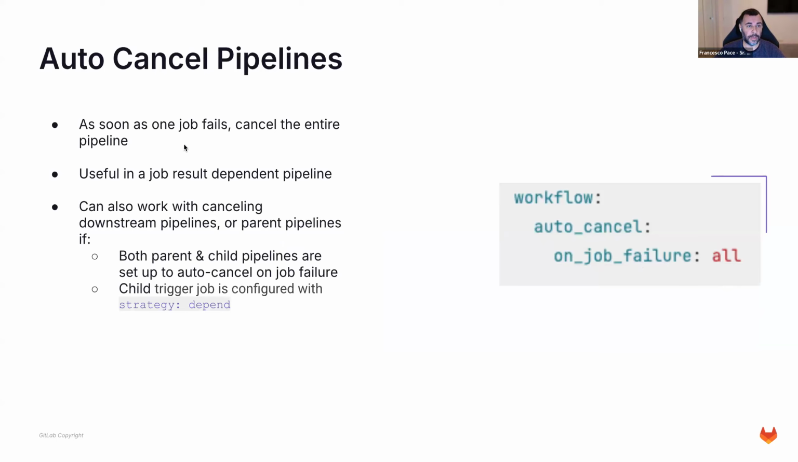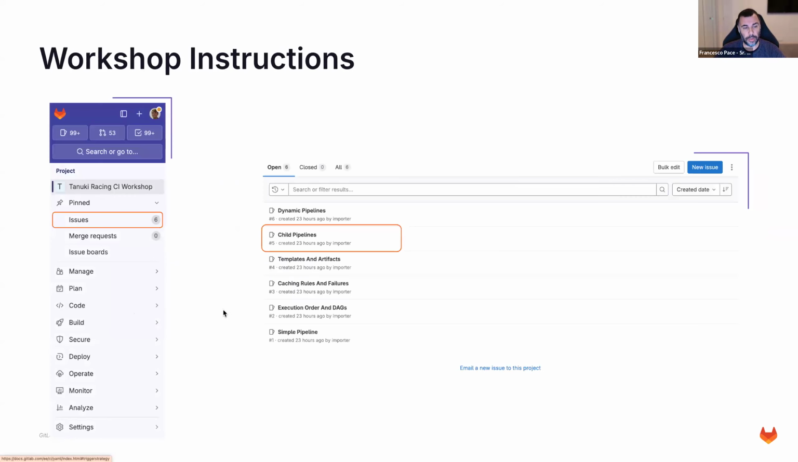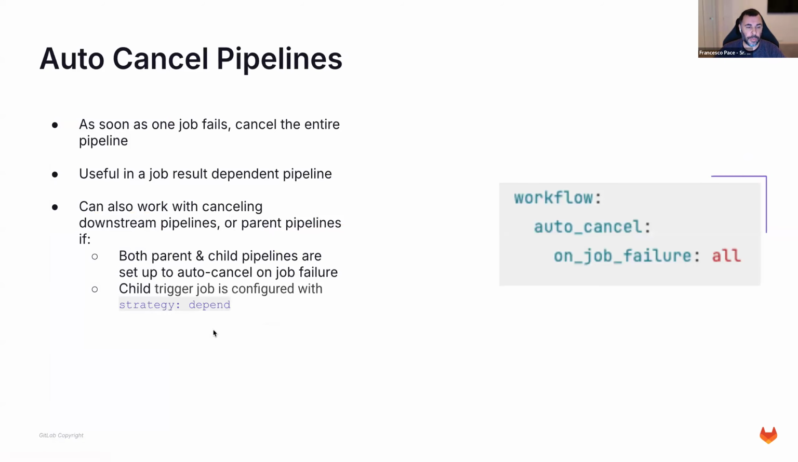In this case, as soon as one job fails, the entire pipeline will cancel. This is useful in a job result dependent pipeline, and we can also use this condition in a downstream pipeline or parent pipeline if both parent and child pipelines are set up to auto cancel on job failure. So we have to put this condition in both the pipelines, or if the child trigger job is configured with strategy depend. So if you put this or this in both of them, the auto cancel feature is enabled.